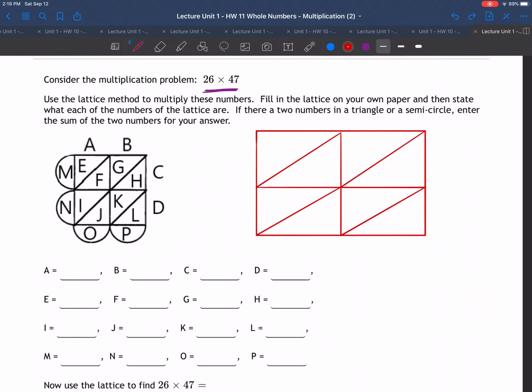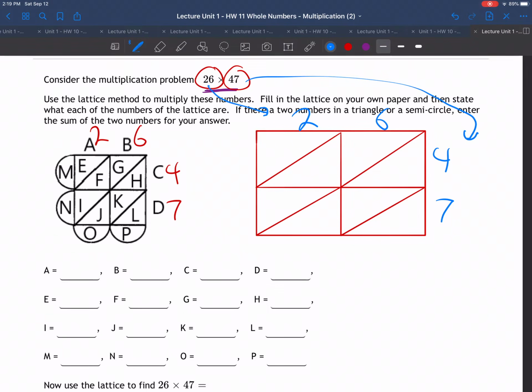And now what do you do? You put the numbers up around the object, the numbers they're giving you. So start with the 26. That's going to go here, and then the 47 goes there and there. So let me put those in. 26, 47. The first number just goes across the top, the second number down the side.